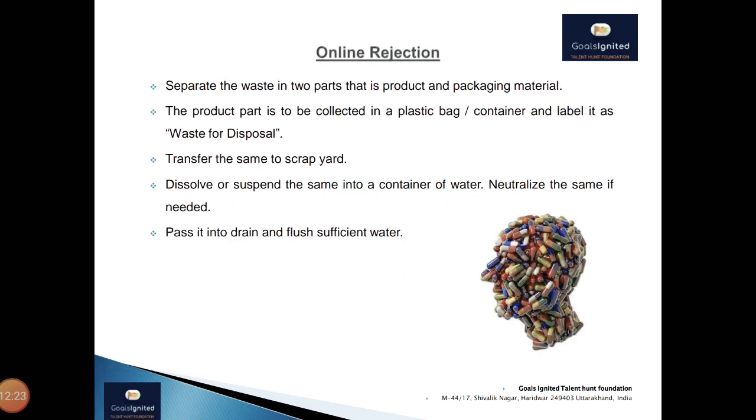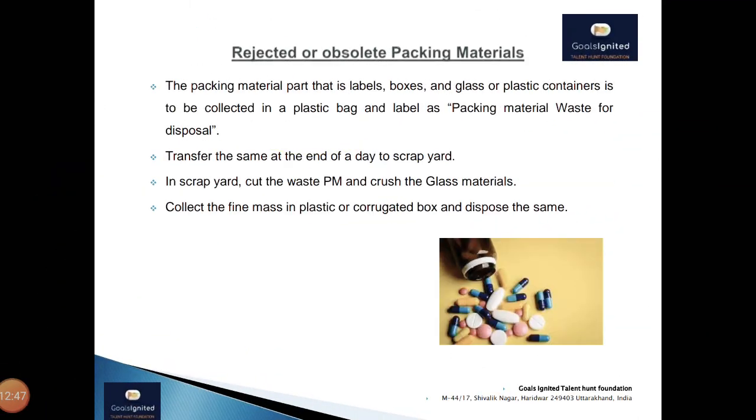Now we come to the online rejection. Online rejection is produced on the shop floor. So separate the waste into two parts, as I told, product and packaging material. Again, you are required to put a label on the container or the plastic bag as waste for disposal, transfer the same to the scrapyard and dissolve the same with the contained water and utilize the same if needed, and pass it to the drain or flush with sufficient water.